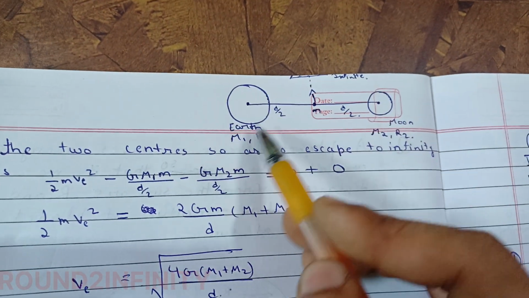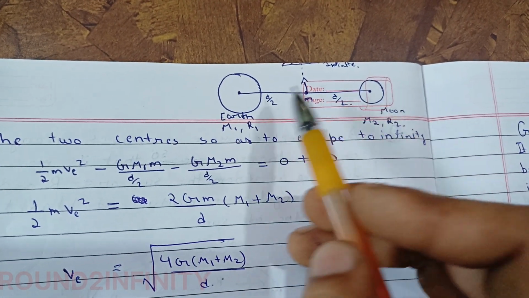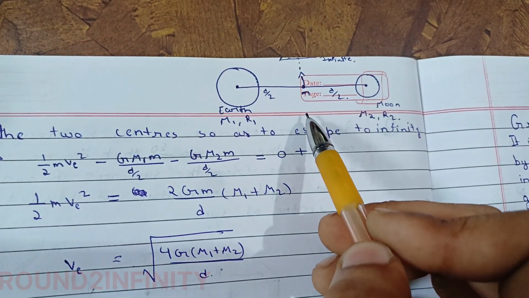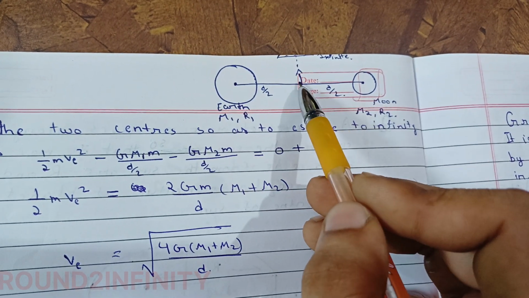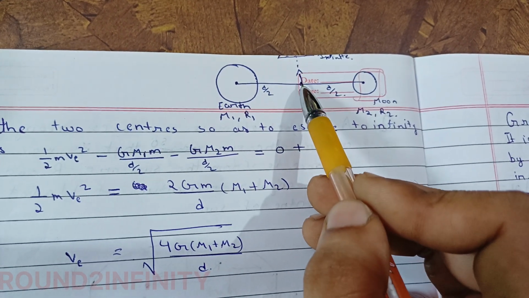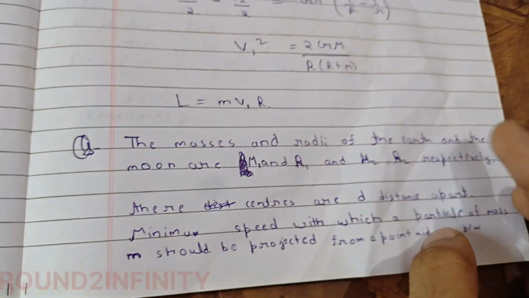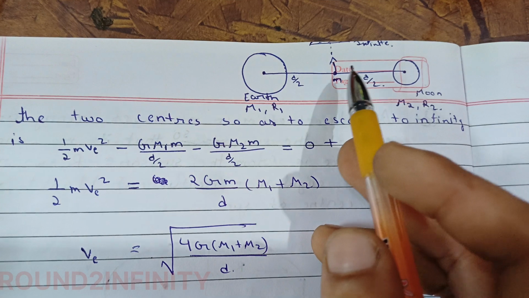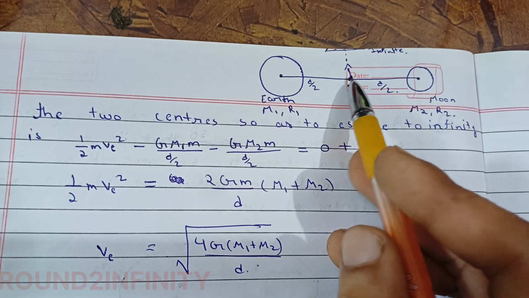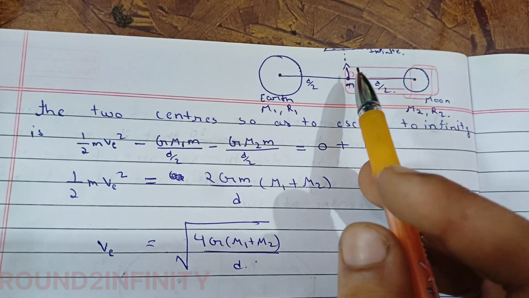So here is our earth, here is our moon, and the distance between these two centers is d. So at d by 2 and d by 2, halfway, a particle is there. It is asked what will be the minimum speed applied to this object so that it will leave to infinity, meaning it will be unbounded.